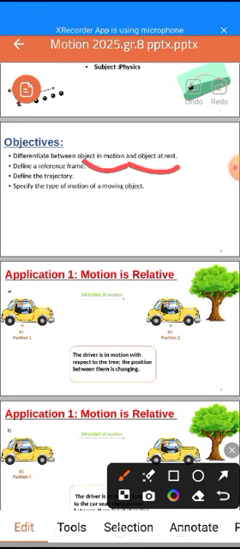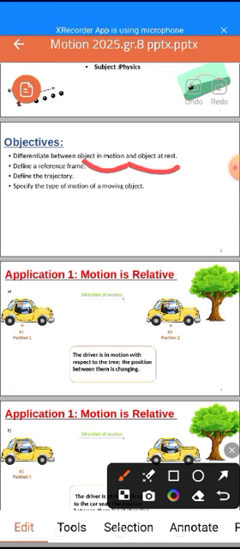For example, if I'm riding a bicycle, I am in motion with respect to the street. Because I'm riding the bicycle, I'm moving. My position with respect to the street is changing. So here I am the object. The street is the reference frame. There is a change of position between us, so I'm considered in motion.